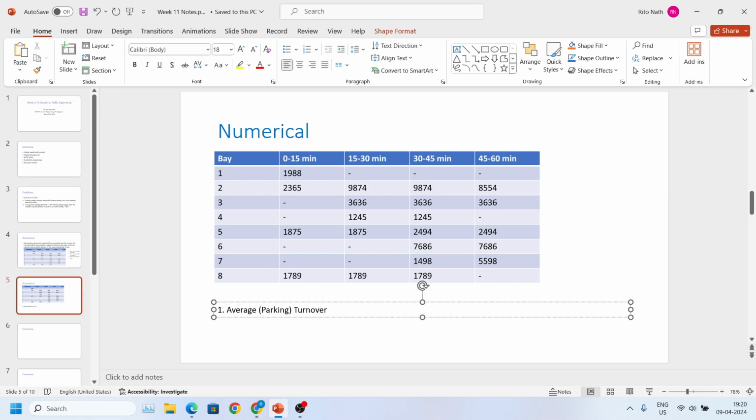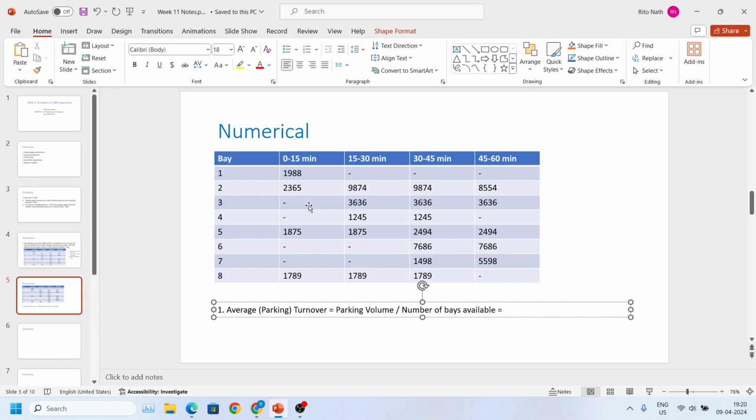So from the slides, the formula for this is parking volume divided by number of bays available. From this table, you can notice that there are 8 bays available. Parking volume is also defined as the total number of distinct vehicles parked in a parking bay or in a parking area during a given period of time. So you have to then sum it up over all bays.